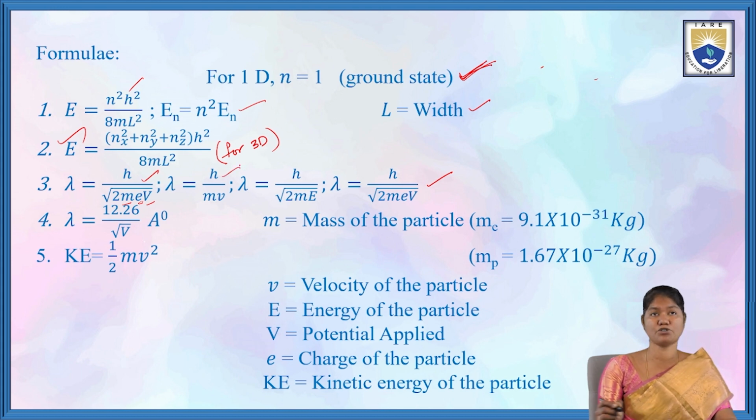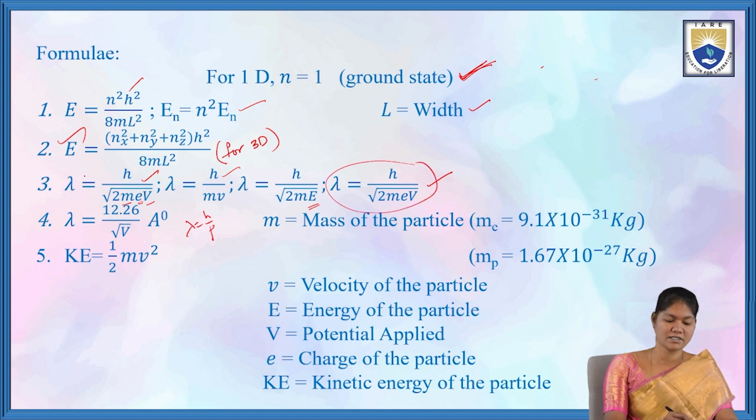And lambda equals h by m v, where h is Planck's constant, m is the mass of the particle, and v is the velocity. This can also be written as lambda equals h by p, where p is the momentum, mv. Lambda equals h by root 2 m E, where E is the energy. Here lambda equals h by root of 2 m e V, which we have already discussed.